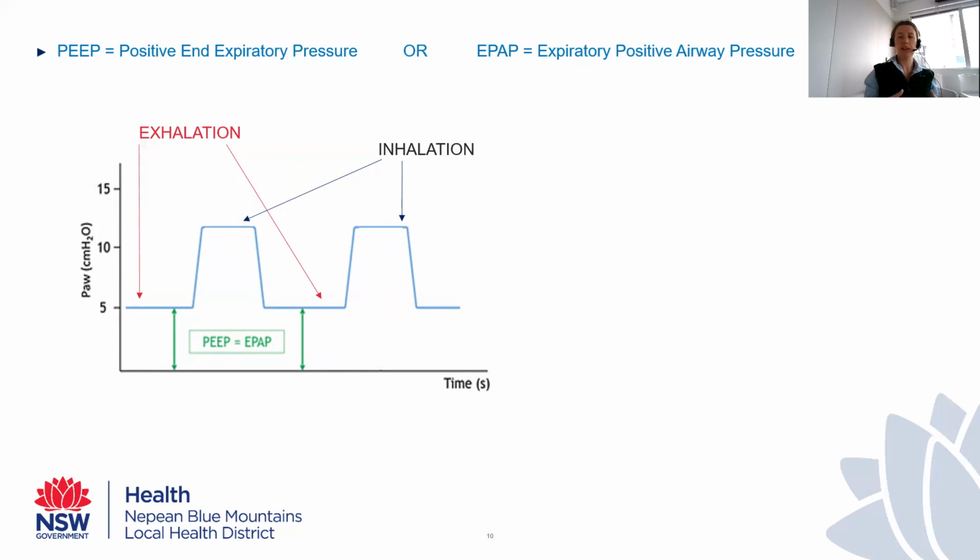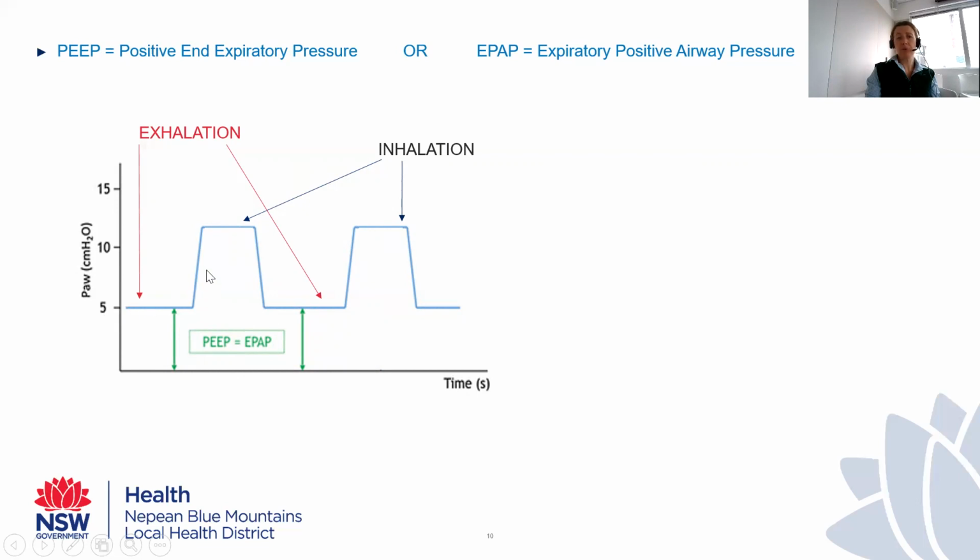So as we breathe in, our lungs expand and we reach the maximum amount of pressure we're going to have inside our lungs. And then we breathe out, and we get to the end of exhalation and we reach the lowest pressure that we're going to have in our lungs or our airways. And you can see that here.